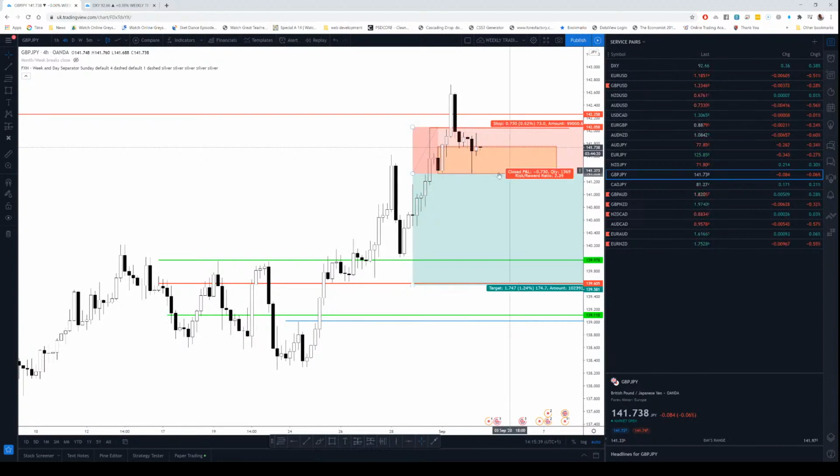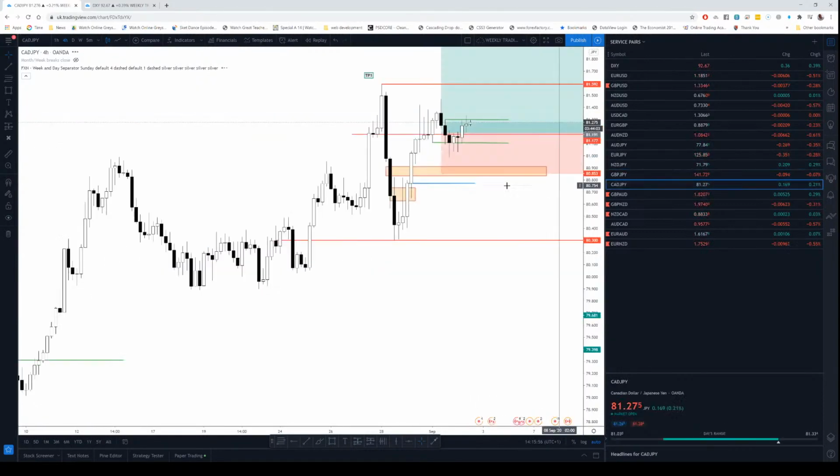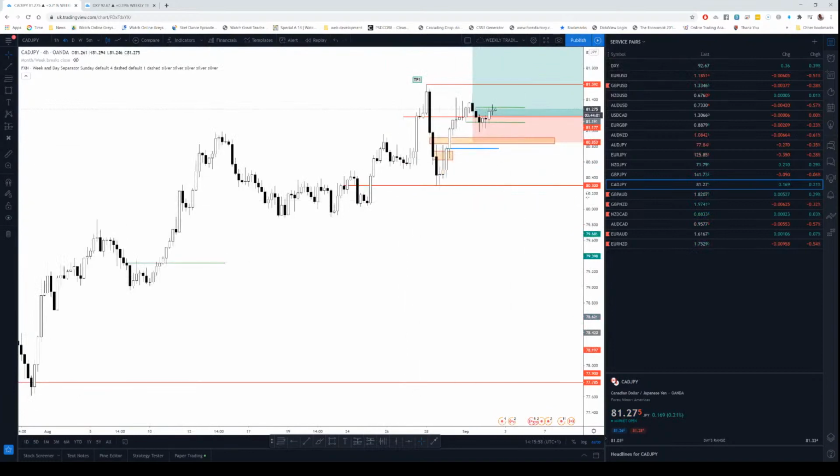Okay, so for probability to be on your side, price needs to close below here before you can make this your own casino. If not, then just wait, be patient. Cardian, this is one of the trades that I'm waiting for patiently.